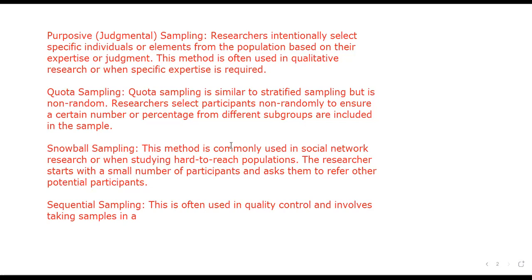We also have quota sampling, which is similar to stratified, but is non-random, where researchers select participants to ensure that a certain number or percentage from subgroups are included in the sample. We also have snowball, a sampling technique usually used when relying on hard-to-find populations, where we start with a small number, ask them who knows who until we reach the number that is desired. It is an investigative kind of sampling.